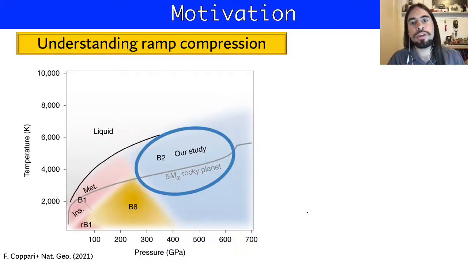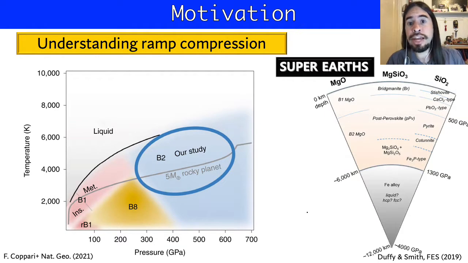So our main motivation is to understand the physics that's behind ramp compression, which is this experimental technique that allows us to compress materials to extreme pressures, up to hundreds and even thousands of gigapascals. And these pressures appear naturally at the interior of exoplanets such as super-Earths, and it already has allowed us to observe new crystalline phases of different materials.